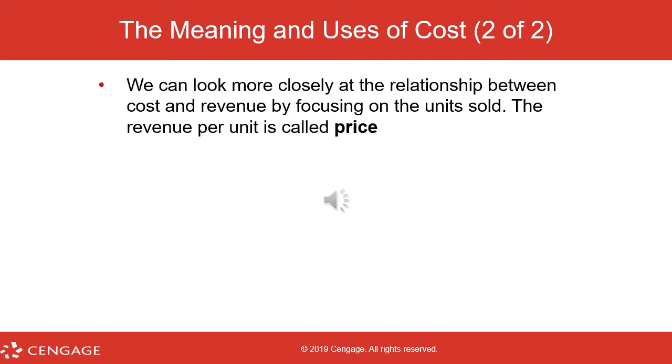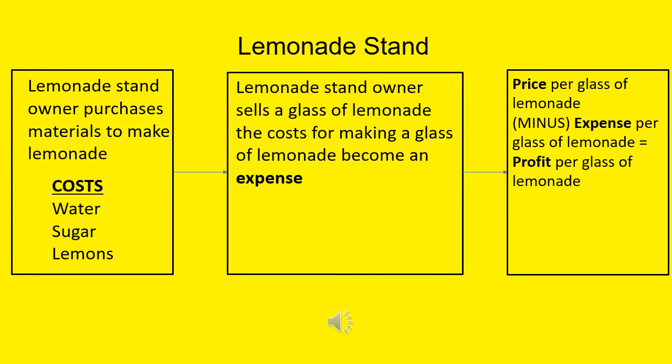So if we're going to talk about cost, it's only natural that we also talk about the price that we sell our goods or services for. To help us understand the relationship of cost, expense, and price, I use the example of a lemonade stand, something we're pretty familiar with. So you're starting your lemonade stand, and you kind of know what costs are going to be involved with selling a glass of lemonade.